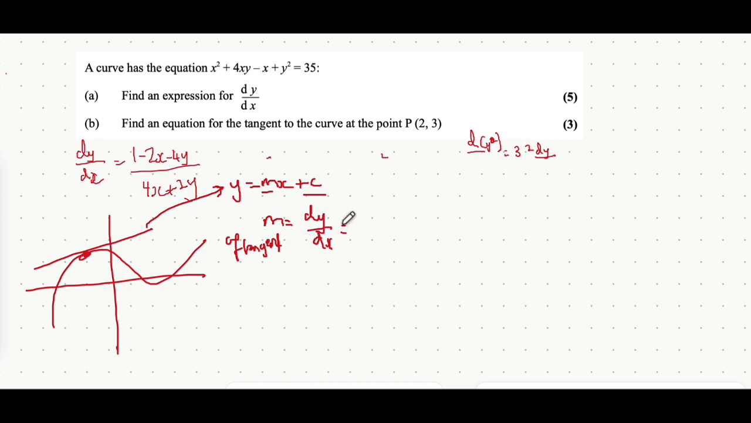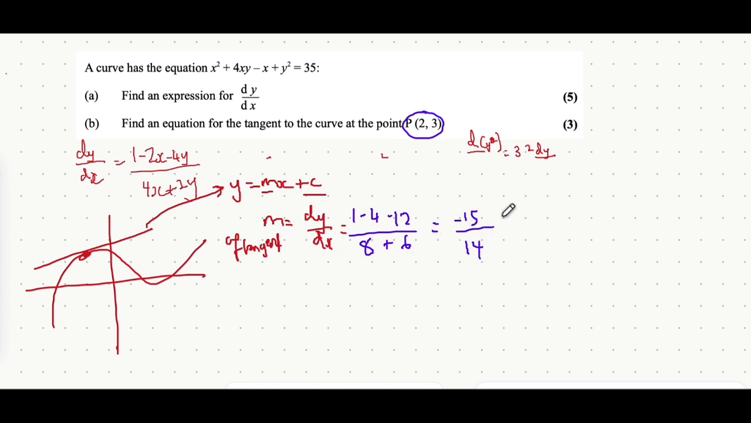Now, because we're finding it specifically at the point P, where x is 2 and y is 3, we can substitute x equals 2 and y equals 3 into dy/dx to get the gradient of the tangent at that specific point. In this case, that's 1 minus 2 times 2, which is 4, minus 4 times 3, which is minus 12, all divided by 4 times 2, which is 8, plus 2 times 3, which is 6. 1 minus 4 is minus 3, minus 12 is minus 15, all divided by 8 plus 6, which is 14.